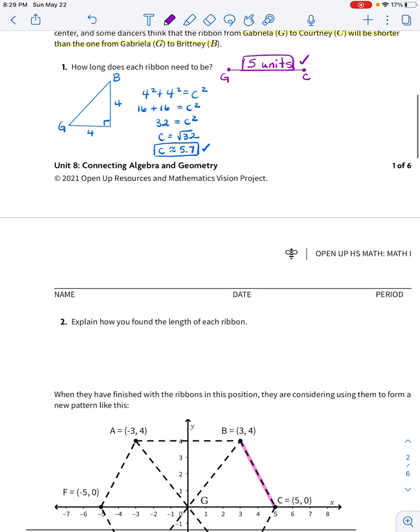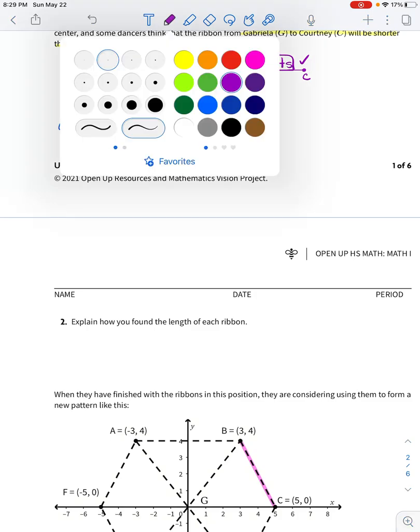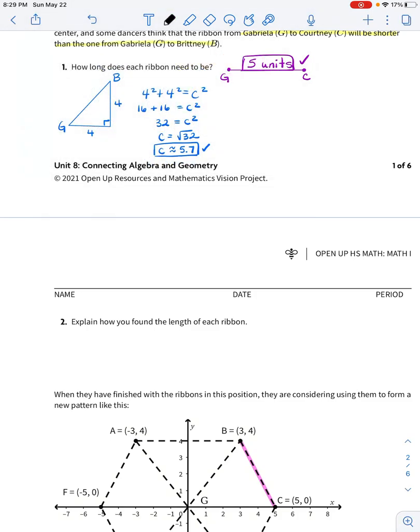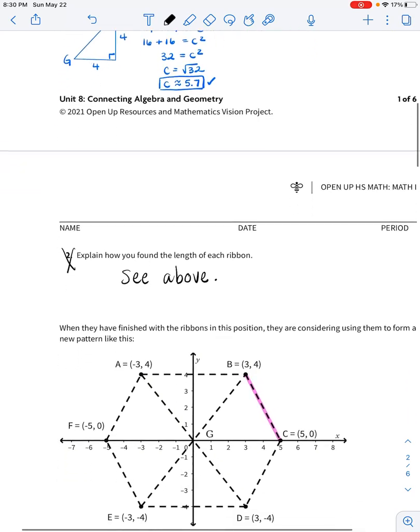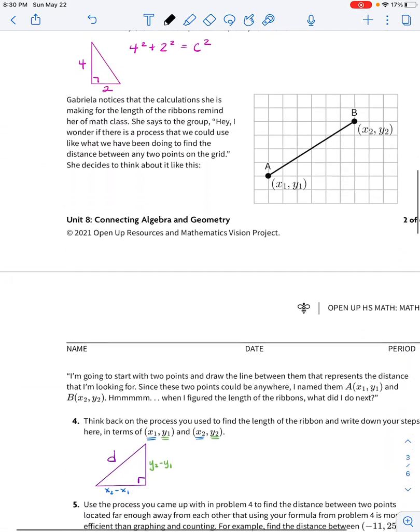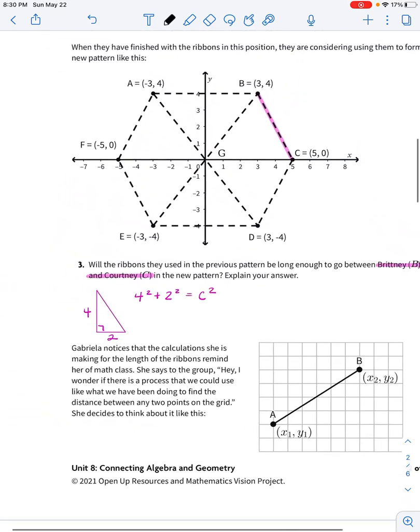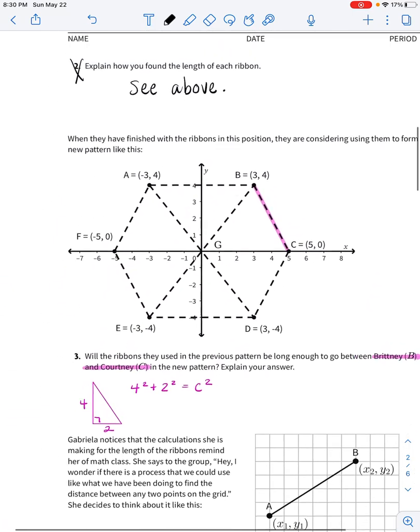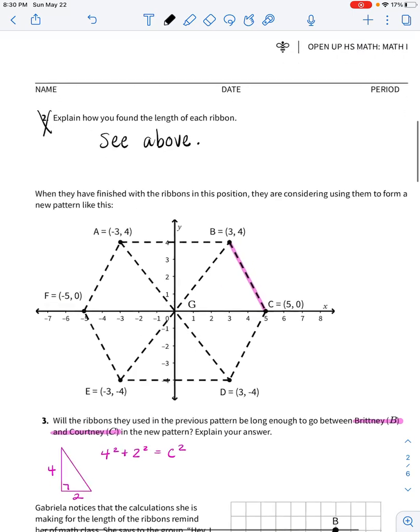Go ahead and flip the page of your binder. Question 2 says explain how you got the length of each ribbon. Honestly, I think we've done that already. So let's just say "see above," because I think we've pretty well explained that above. All right, when you're ready, let's go on to question 3. Question 3 is about this diagram here, and then we'll keep going.